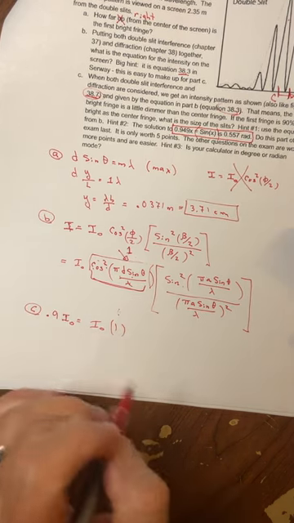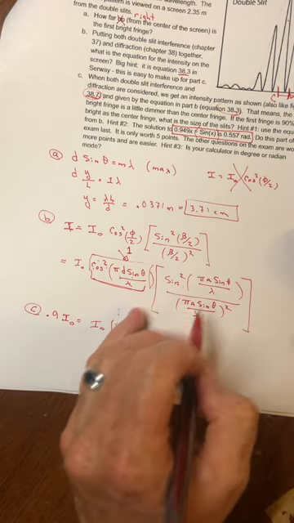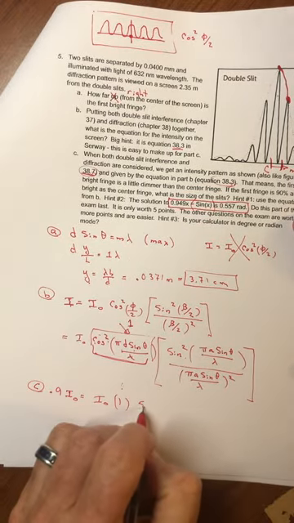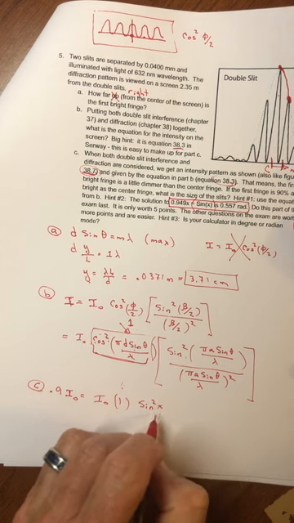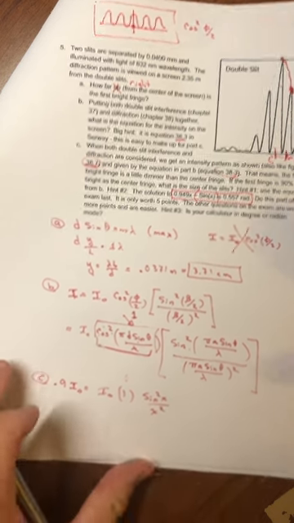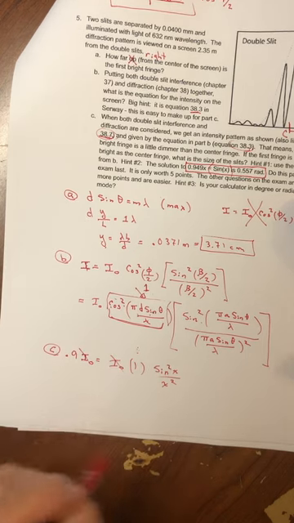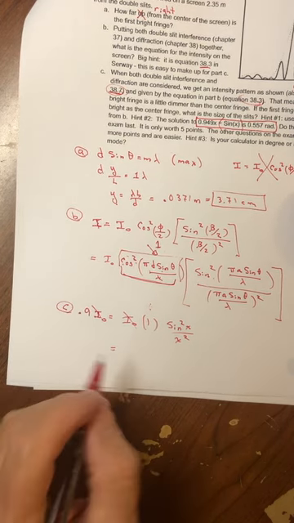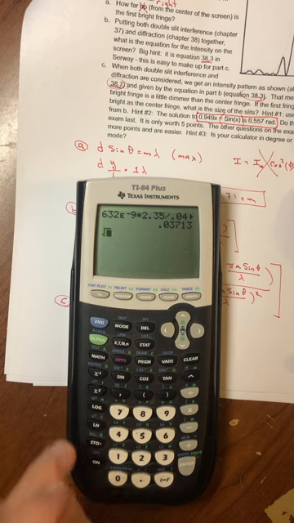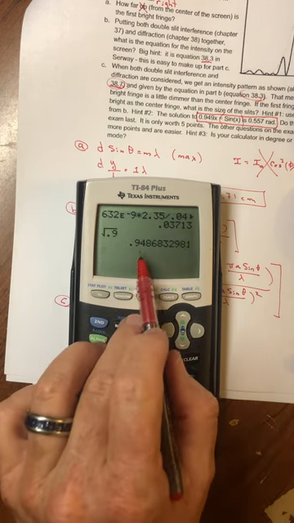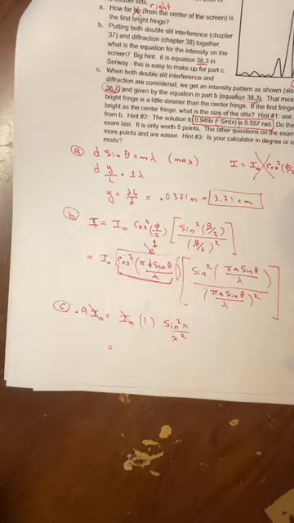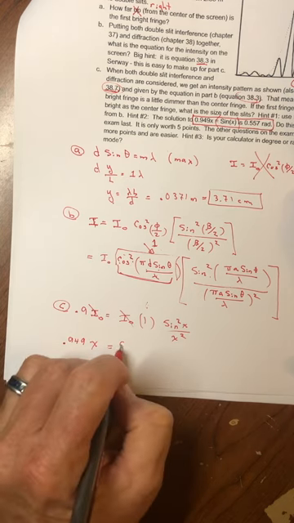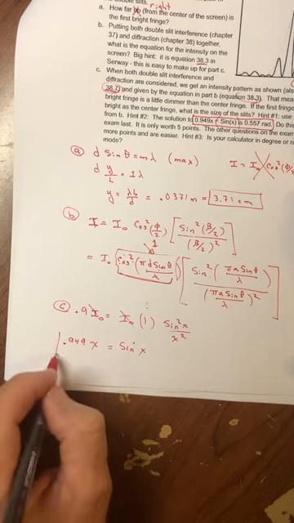Now, maybe to make my life a little bit easier, maybe I'll call all this stuff in here X, because I have a feeling it's going to look a little bit like this. I'm just going to call this sine squared X over X squared. Because when I do that, then I can get rid of the initial I naught. And if I take the square root of 0.9, I get 0.949. So 0.949, and I move x to the other side, and I get sine x.